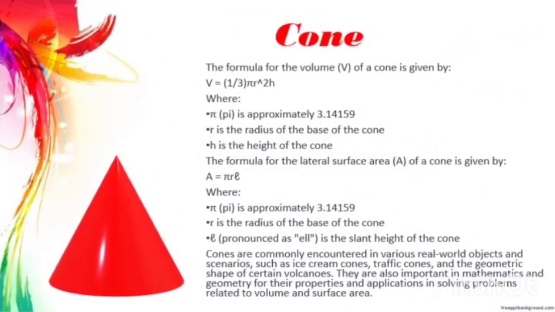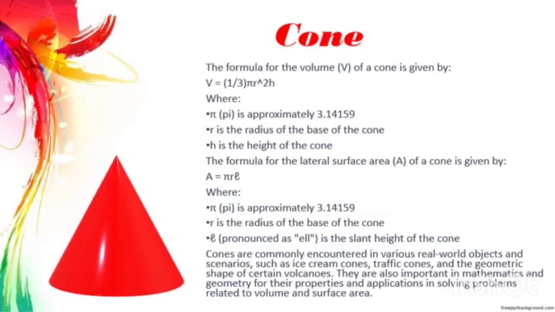The formula for the volume, V, of a cone is given by V = 1/3 πr²h, where pi is approximately 3.1415, r is the radius of the base of the cone, and h is the height of the cone.